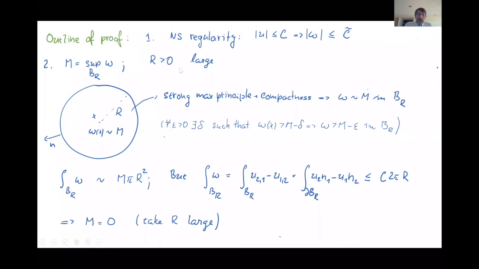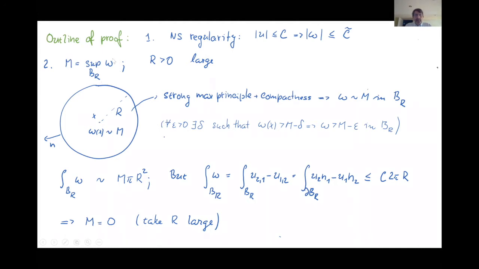So we have this scalar equation. By using the Navier-Stokes regularity theory, if u is bounded, you can show that omega is bounded and you control all derivatives and so on. So you have full control of the regularity properties. So in particular, omega is bounded. And so let's take the maximum of omega.